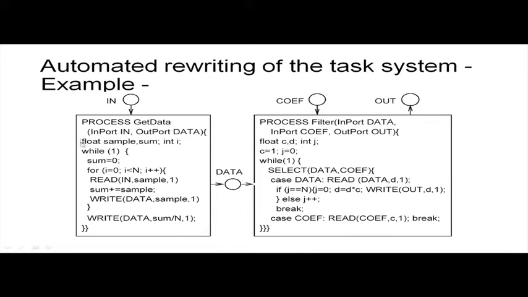You see here there are two processes, one is get data and the other is filter. Get data is taking the data from input in, and the filter has two data inputs, one is a coefficient and the other is the data being sent by get data, and filter is sending out the output. It reads a data through the in port and computes the sum, and after a while it sends the average through this data port.